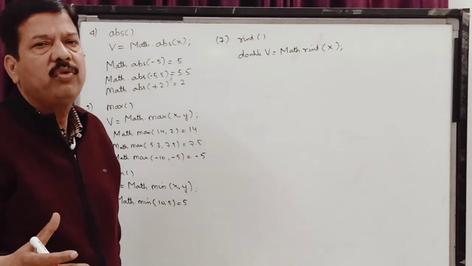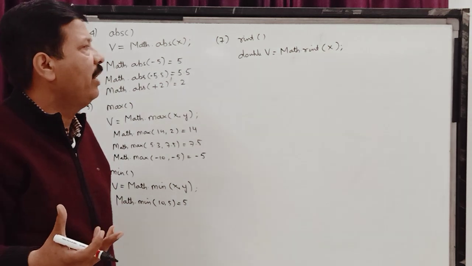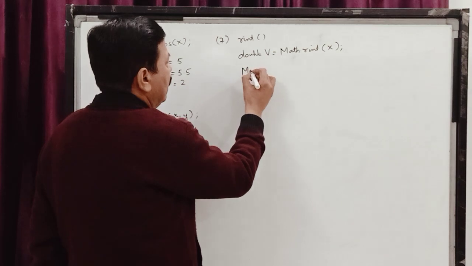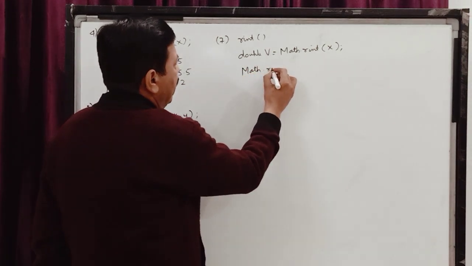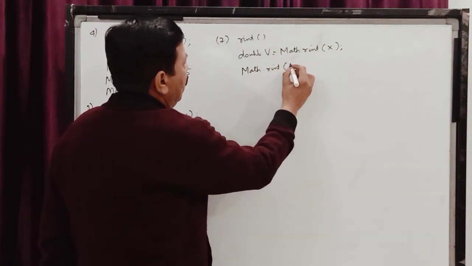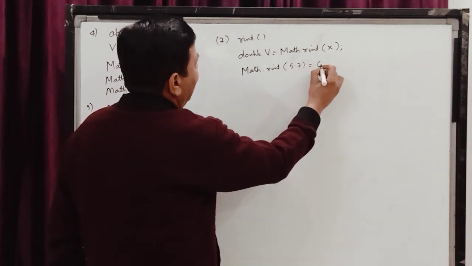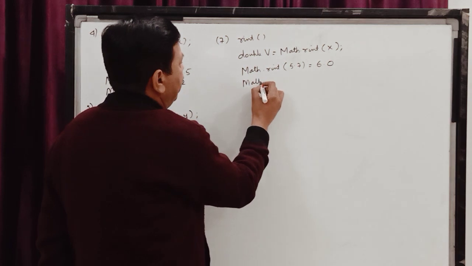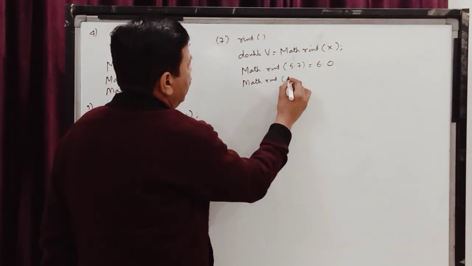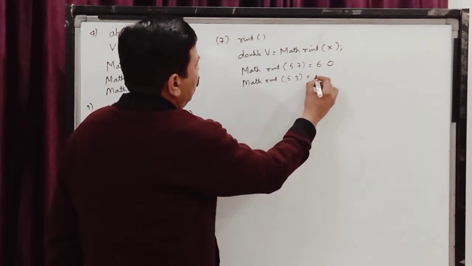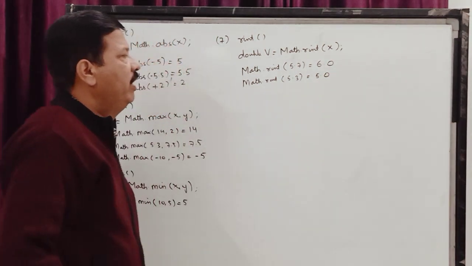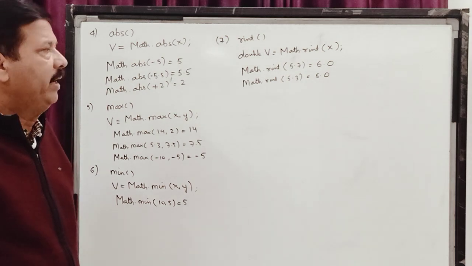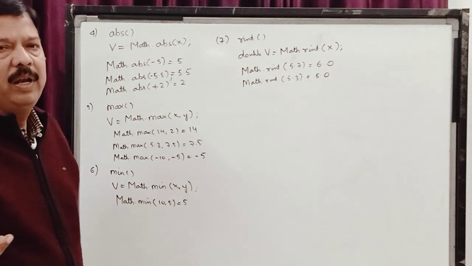So this function is going to round off its argument to the nearest whole number. Say for example, math.rint, if the value is 5.7, it will give you the value 6.0. And if the value is math.rint 5.3, then the value will be 5.0. So this function is rounding off its argument to the nearest integer, to the nearest decimal whole number.